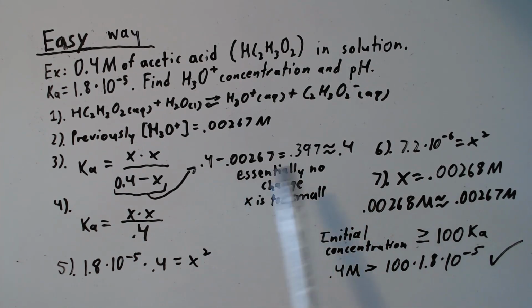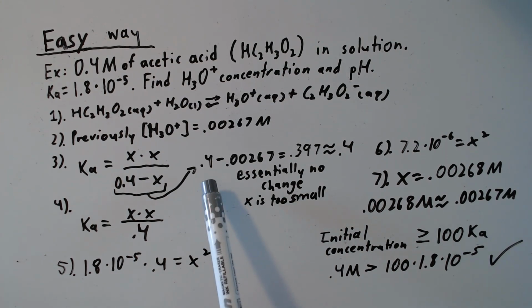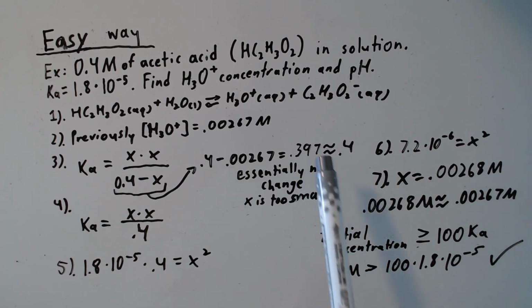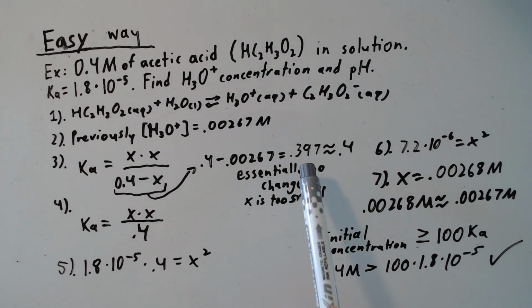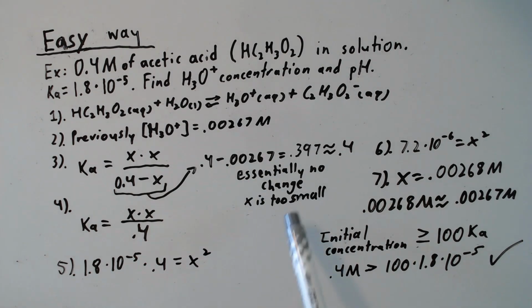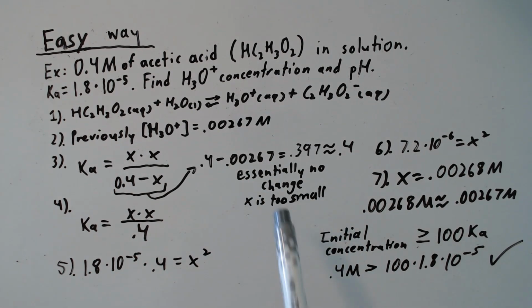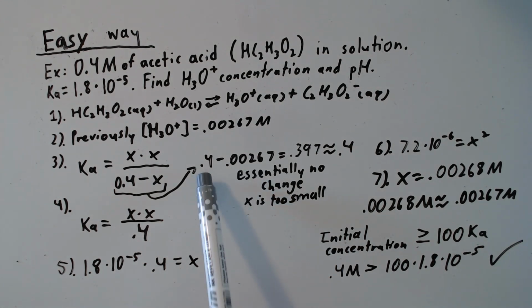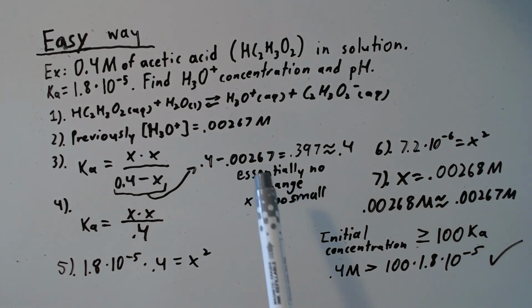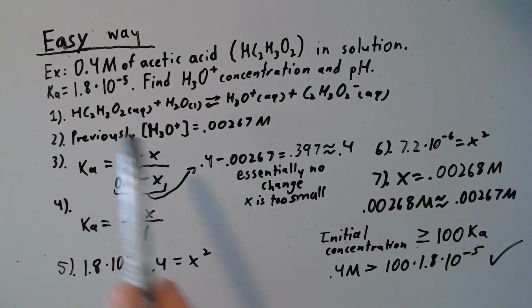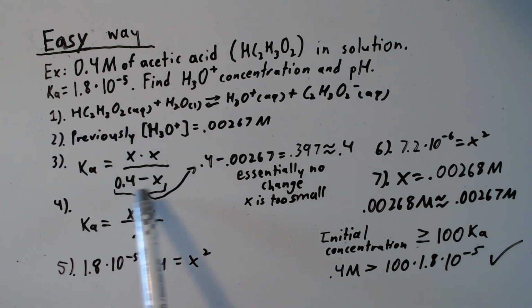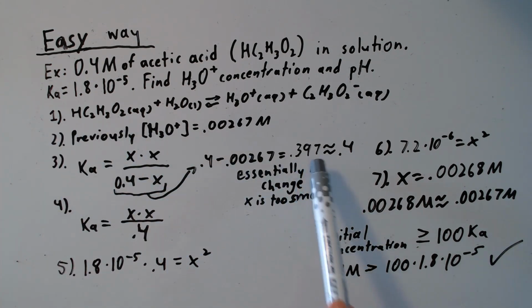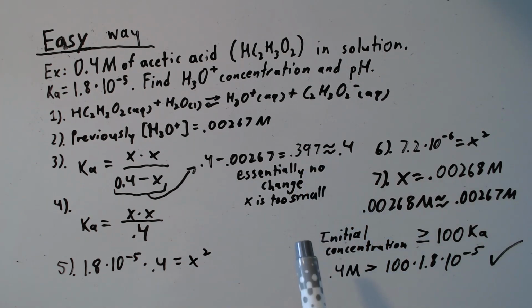Notice that the change here is very small. We only change from 0.4 molar to 0.397 molar. It's so close that 0.397 molar can actually be rounded to 0.4 molar. It's just essentially the same. It's essentially no change because this x is so small. It is so ridiculously small relative to this 0.4, because 0.00267 is much smaller than 0.4 molar. So little of this acid dissolved that the concentration of this acid, this 0.4 molar, changed very little, only to 0.397 molar when the equilibrium was established.